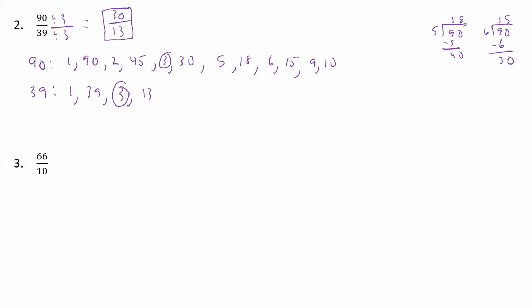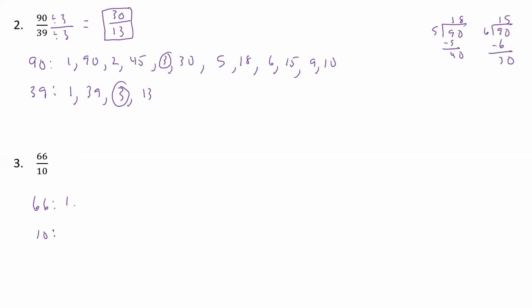All right, so what about 66 and 10? Okay, well, we're going to do the same thing. So maybe pause here and try to figure out what you get for your divisors, and then your greatest common divisor, and how you reduce it. And I'll go ahead and work it here after you unpause it. You can see if you get the same thing.